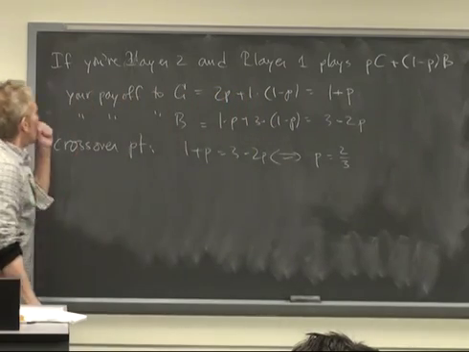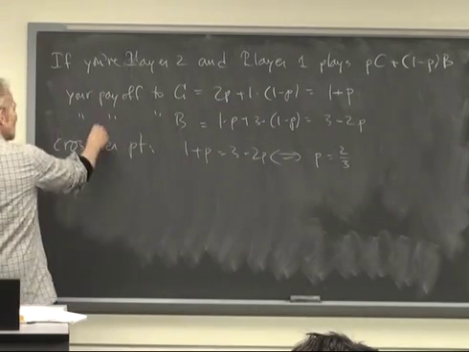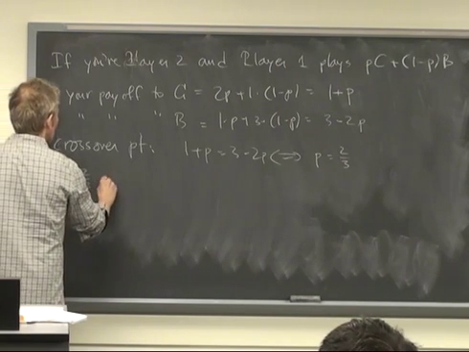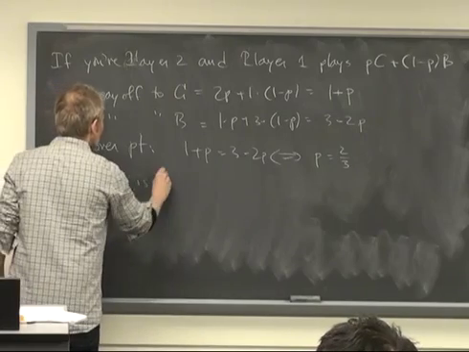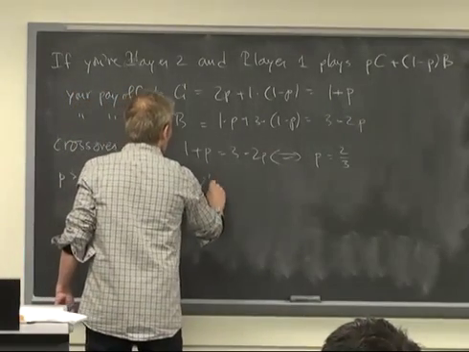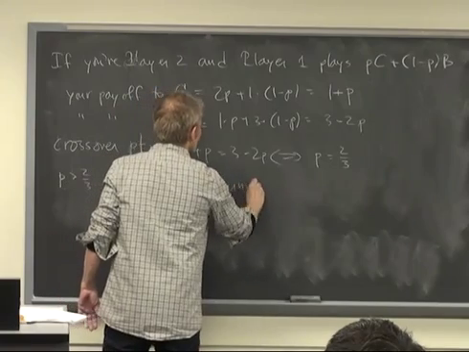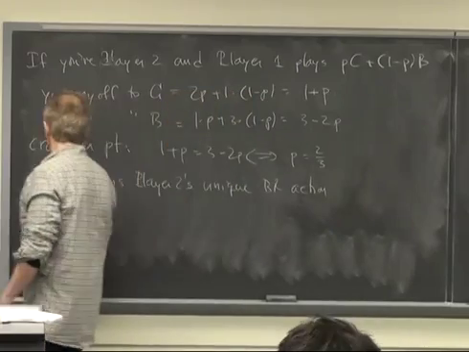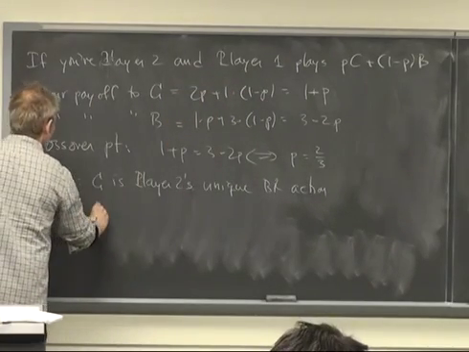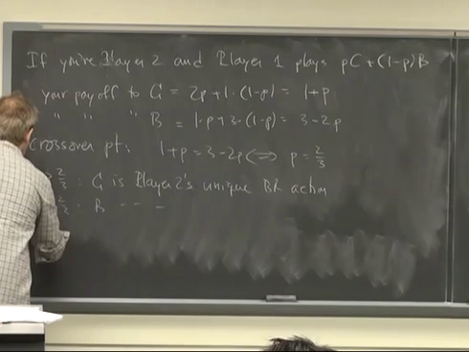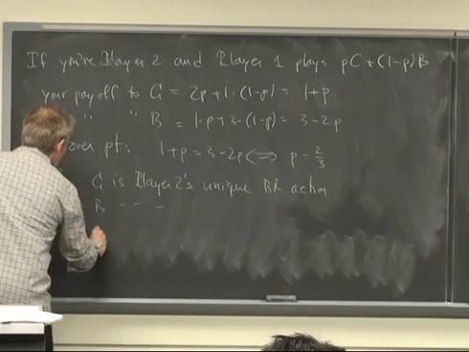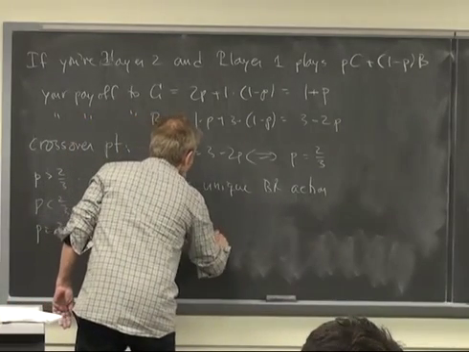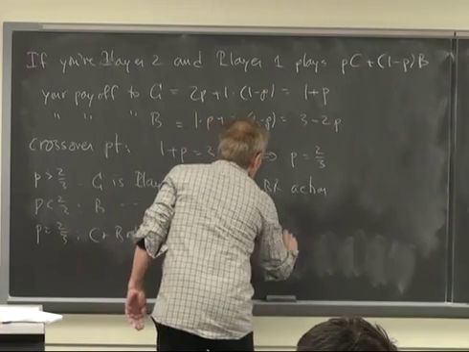Okay? And what that means is when P is bigger than 2/3, C is player 2's unique best reply action, and when P is less than 2/3, B is player 2's unique best reply action. When P equals 2/3, both C and B are best reply actions for player 2.